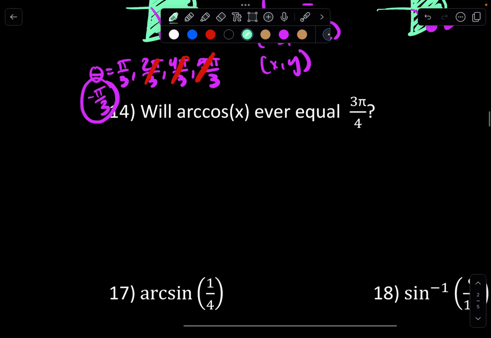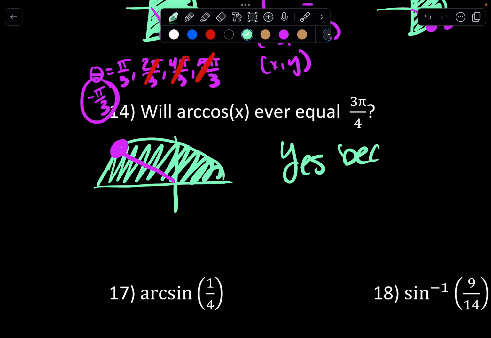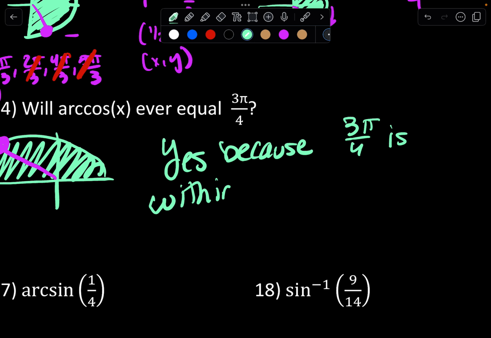Will arc cosine ever equal 3 pi over 4? So this is the same question, but now we're using arc cosine. And because arc cosine does exist in quadrant 2, the answer is yes. Because 3 pi over 4 is within range, or I should say within the range of arc cosine.